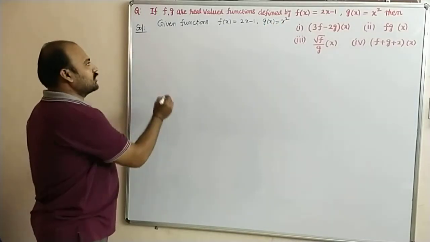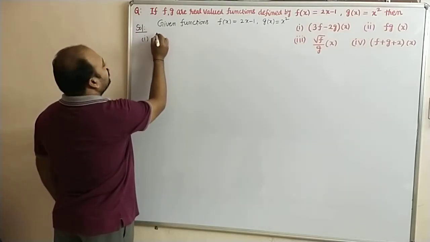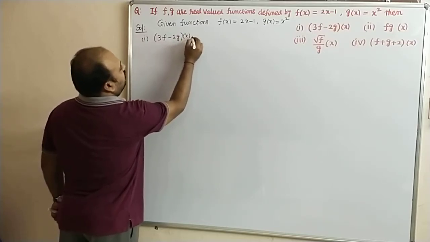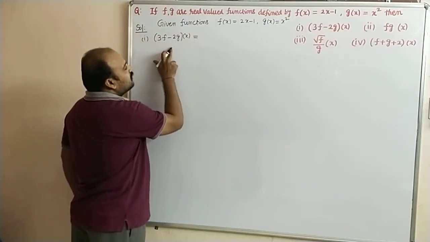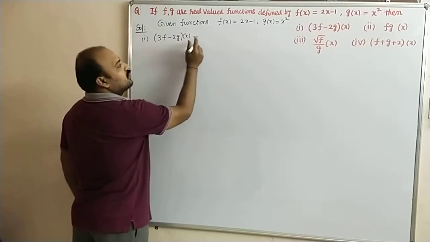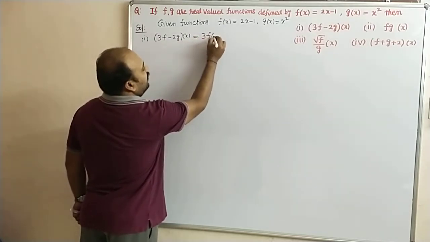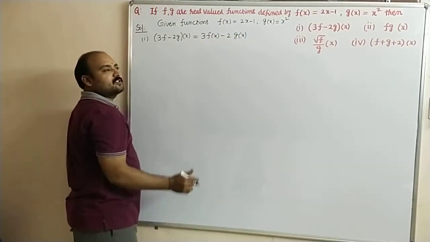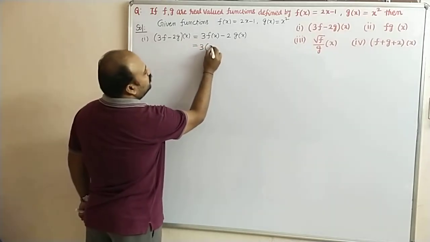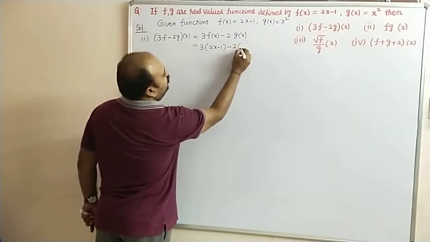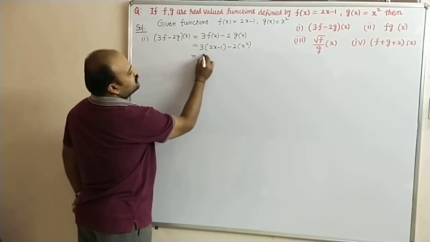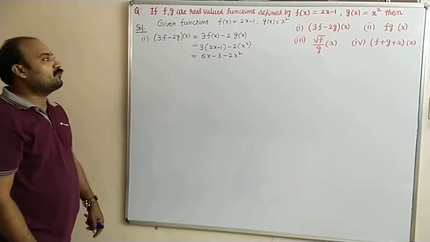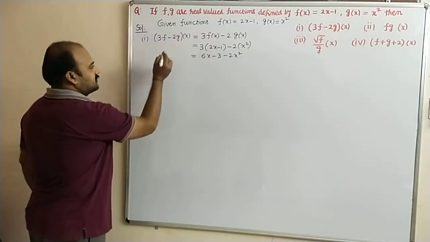Now come to the first question. 3f minus 2g of x equal to 3 times f of x minus 2 times g of x. Substitute the values of f of x and g of x here. 3 into 2x minus 1 minus 2 into x squared. 6x minus 3 minus 2x squared, which is the value of 3f minus 2g of x.